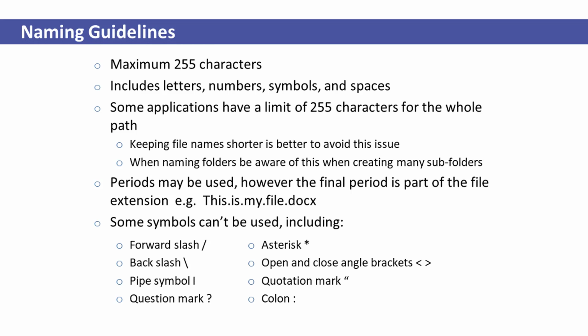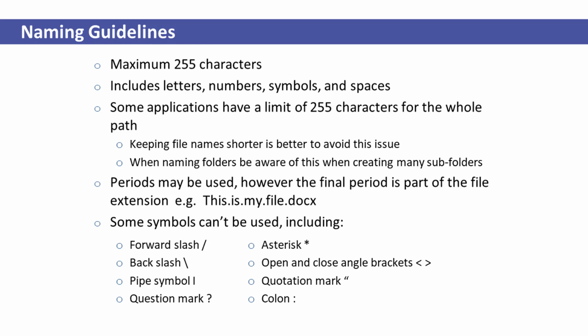Some applications do have a limit of 255 characters for the whole path. So that means if you have a file that's 4 or 5 levels down in subdirectories, all of the names of those subdirectories count towards that 255 limit. Because of this, it's better to keep file names shorter to avoid issues with this type of naming. And be aware when you're naming folders that there may be many subfolders under them. And if there are many subfolders, it can contribute to this issue with the length of names.